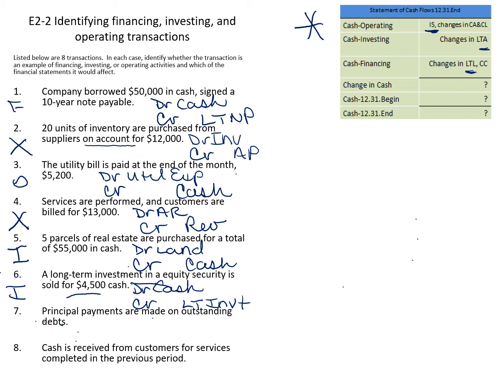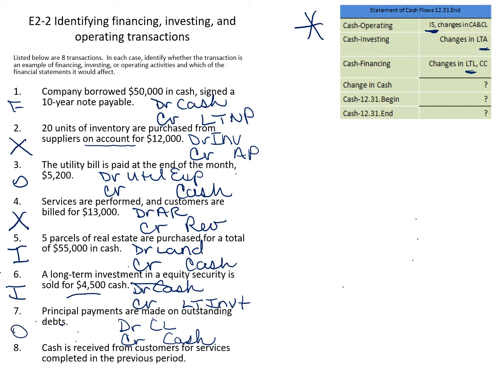Outstanding debts, it's a current liability, so I'm going to debit a current liability and I'm going to credit cash. Since cash is involved and it's a current liability, it's an operating activity.